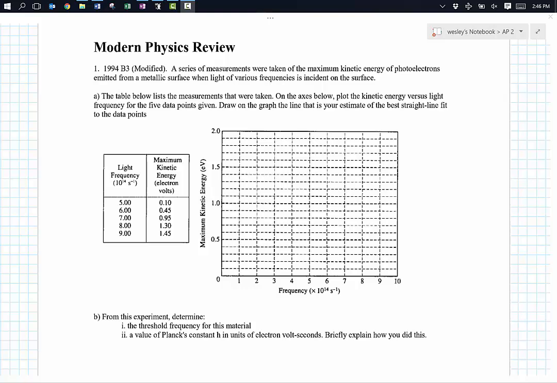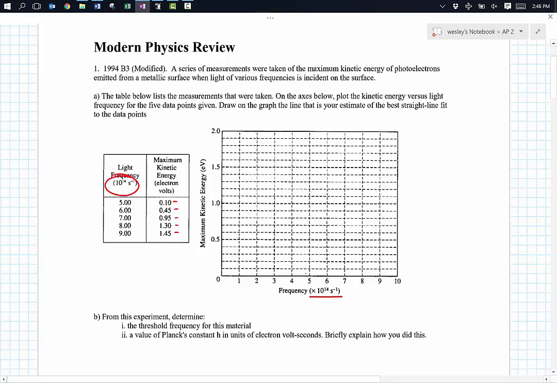Each frequency of light here is 5, 6, 7, 8, 9 times 10 to the 14th hertz. We need to remember that. As we increase the frequency, we see that the energy of the electrons ejected is also increasing. Now, we're going to draw the graph that is the estimate, and we're going to draw the best fit line on our graph. So the first thing we need to do is graph stuff.